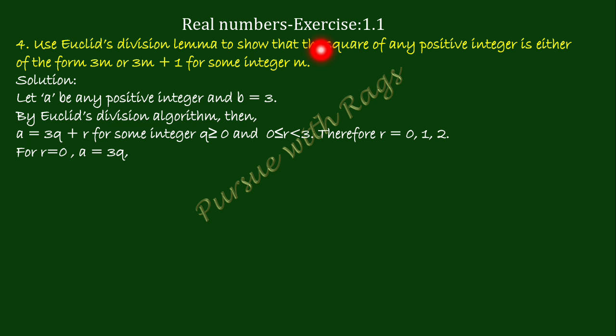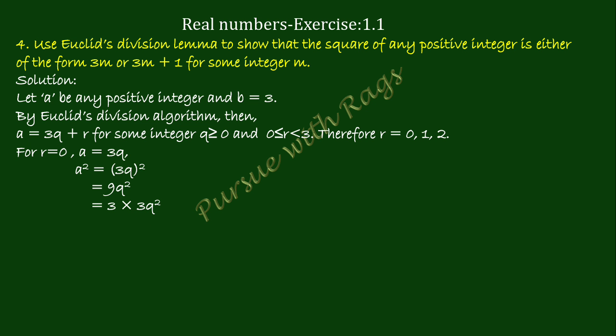In our question, they asked us to show about the square of a positive integer, right? So we have to square the equation. On squaring both sides of equation a equal to 3q, we will get a square is equal to 3q the whole square, which is equal to 9q square. Now just split the 9 as 3 into 3 and q square. Okay, so 3 into 3q square.